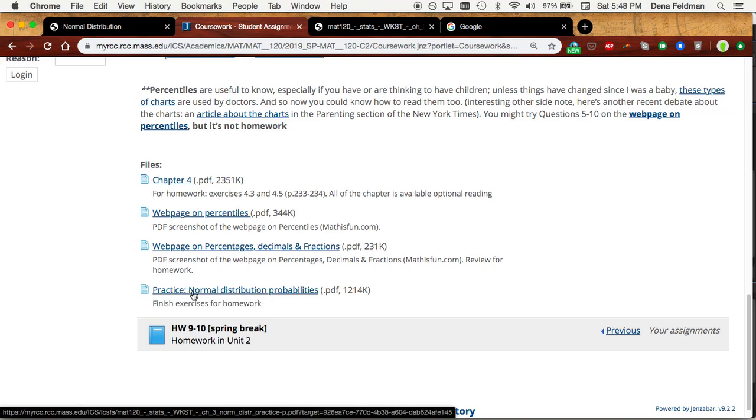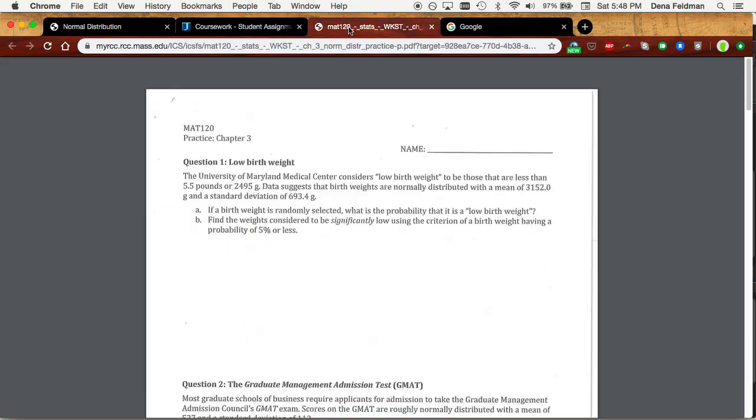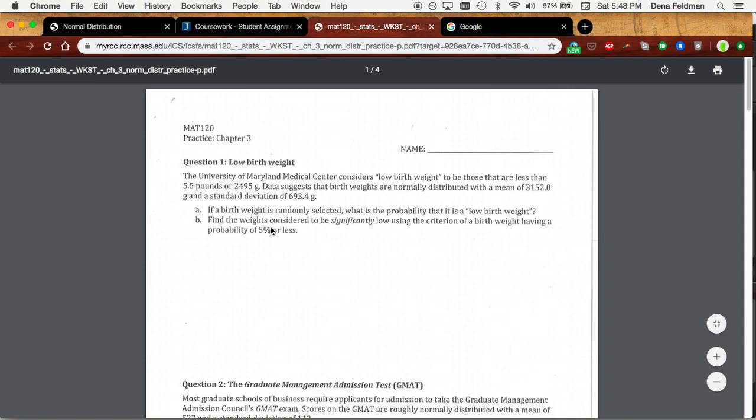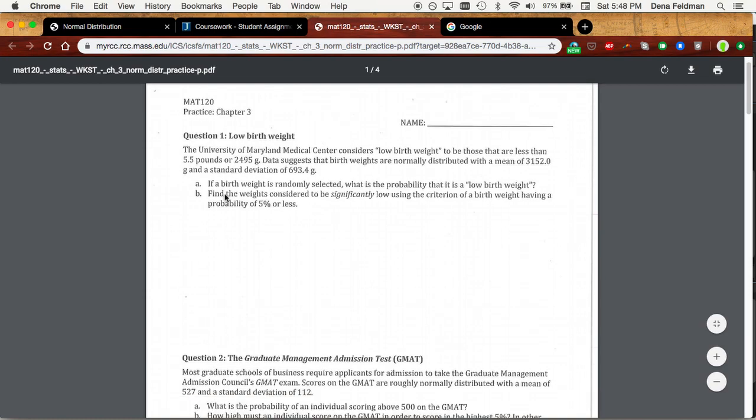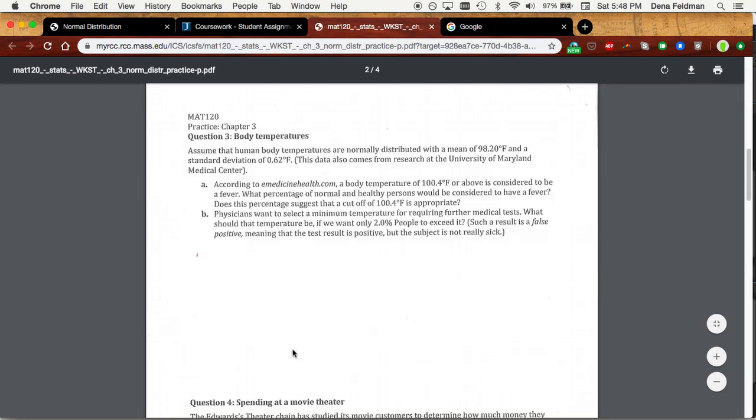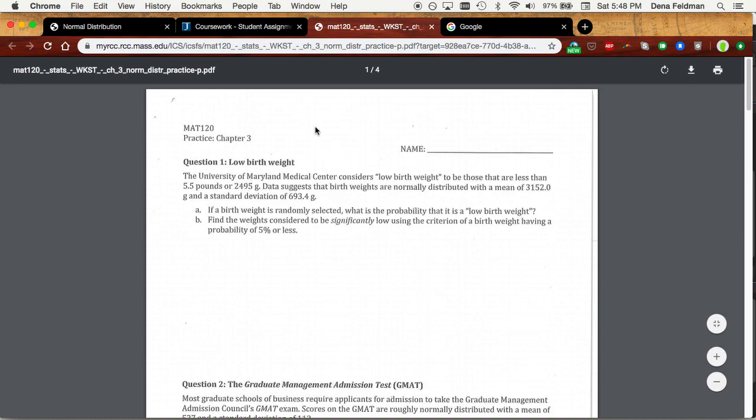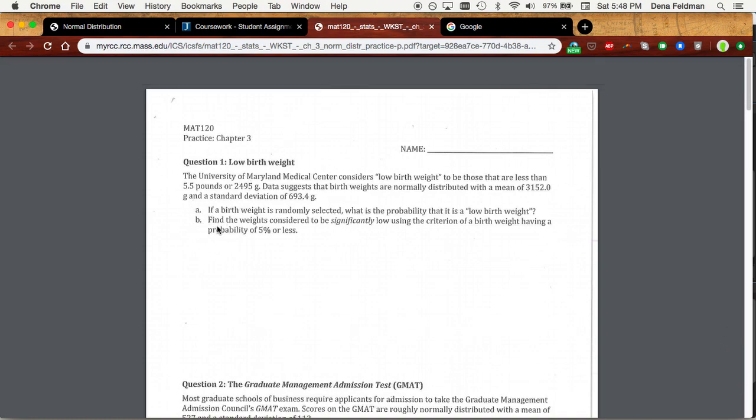This is the packet distributed in our last class. The packet is also available here. When you click on this link, it will open up, and I opened it up here. This is just the first page. You can see question 1. If I scroll down, question 2, question 3. So scrolling back up, question 1, as promised, I would demonstrate how to answer these two questions, part A and B. Again, how to calculate probabilities from normally distributed data.